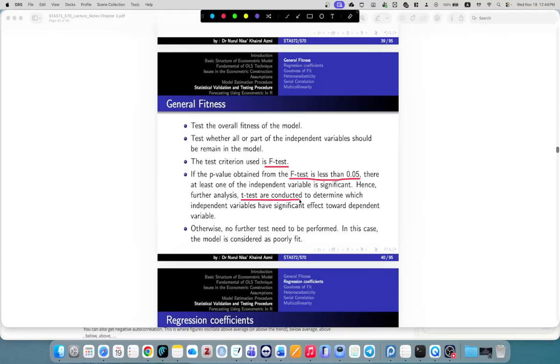for each of the coefficients. And we also want the p-value of our t-test to be less than 0.05 to indicate a significant effect, okay, towards the dependent variable.